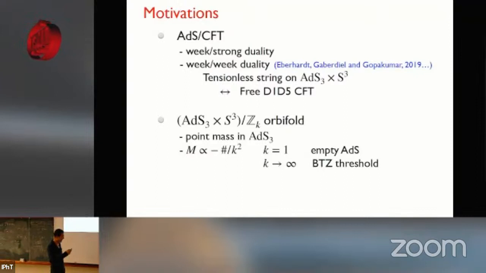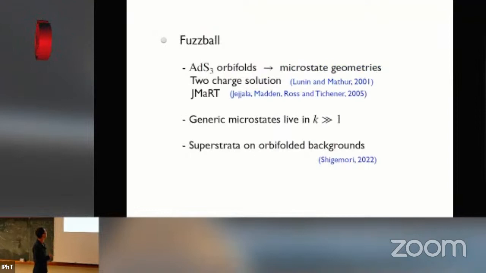So finding this weak-weak duality on this background is itself an interesting question, and it can probably be used to study black hole physics. Another motivation is that AdS3 orbifolds appear in lots of microstate geometries. For example, the two-charge solutions found twenty years ago, and also the JMaRT geometry. They all have the AdS3 orbifold structure in the throat region.